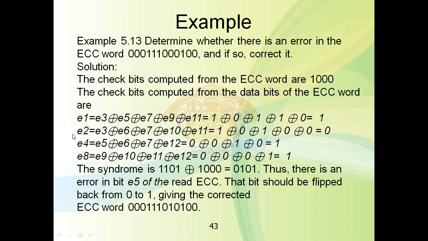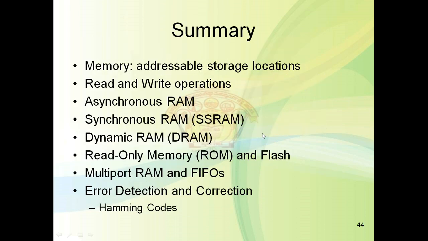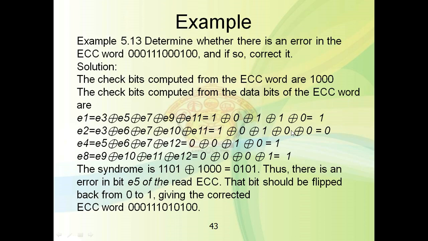Now again, calculate E2. E2 is equal to E3 XOR E6 XOR E7 XOR E10 XOR E11, and put these values of 1 0 1, 1 0 0. Now you will get the XOR answer equal to 0. Likewise E4 is equal to E5 XOR E6 XOR E7 XOR E12. So 0 0 1 0, and you will get the XOR equal to 1.